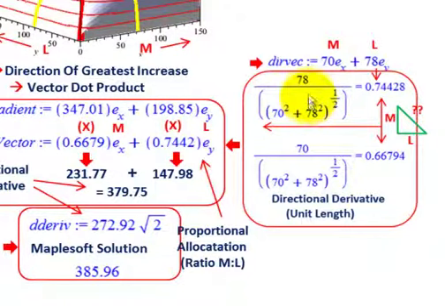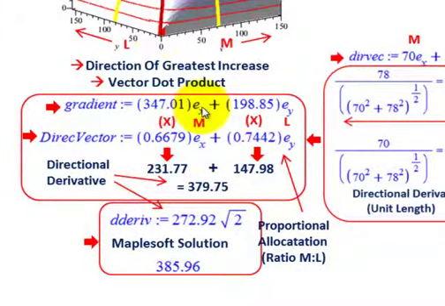So you take that value and divide it into your directional vector for labor, and you get 0.7448. That's your unit amount for labor. Then do the same thing for material: 70 units of material squared plus 78 units of labor squared, take the square root of that amount and divide it into 70 units of material, and you get 0.667794. So that's the directional derivative unit length, and you have to work with the unit length. We'll apply that here.